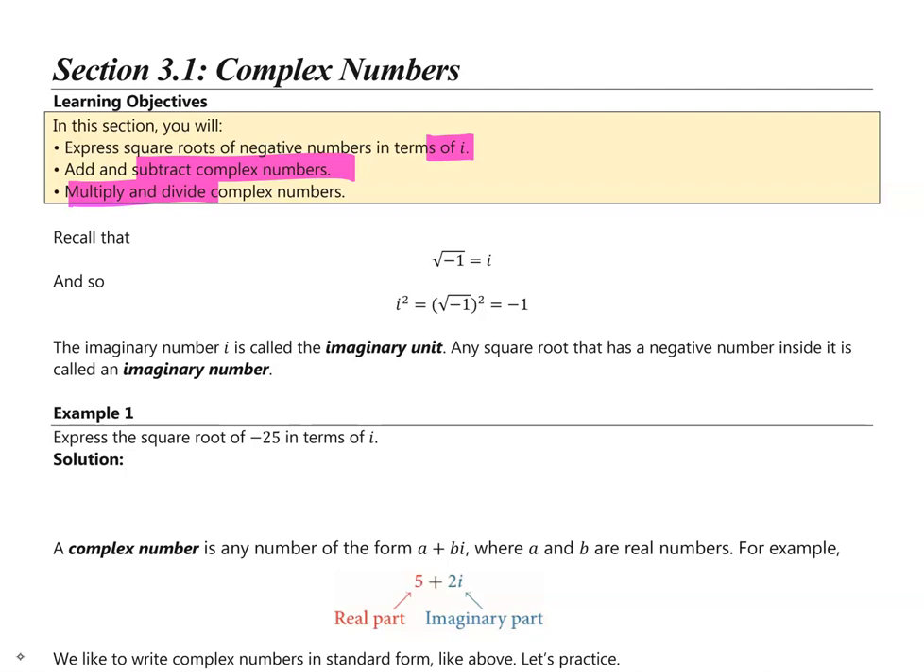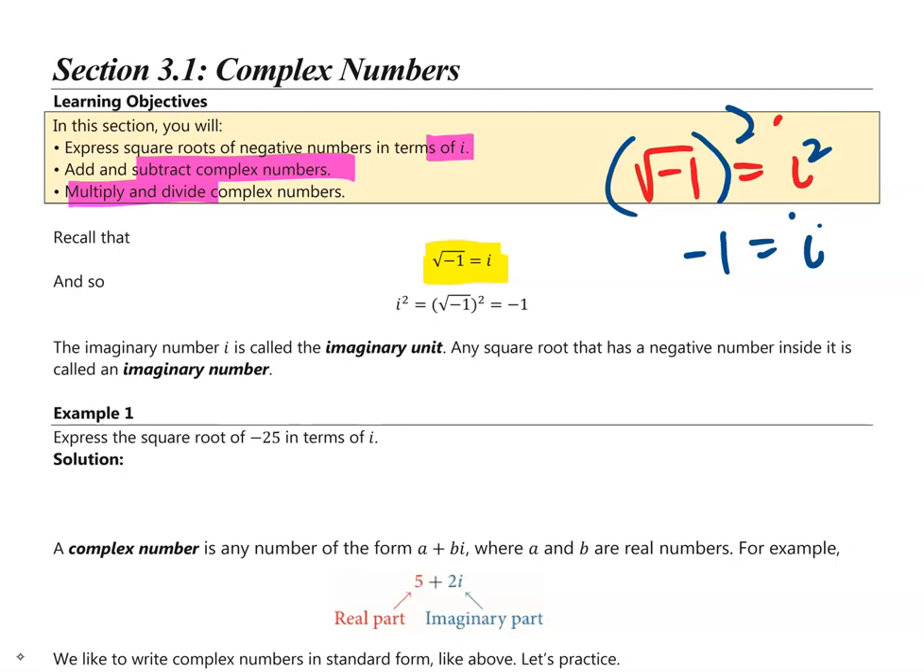Let's recall. Square root of negative 1 is equal to i. And then if we square both sides, square root of negative 1 squared is equal to negative 1. So that's why i squared is equal to negative 1. The imaginary number i is called the imaginary unit. Any square root that has a negative number inside it is called an imaginary number.